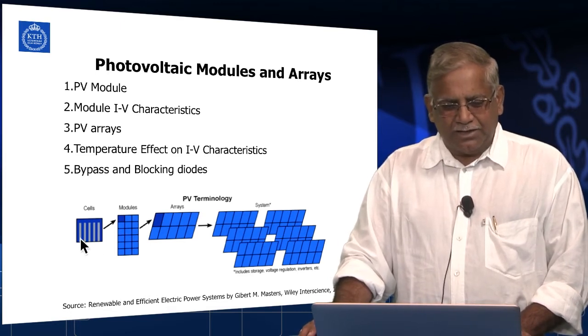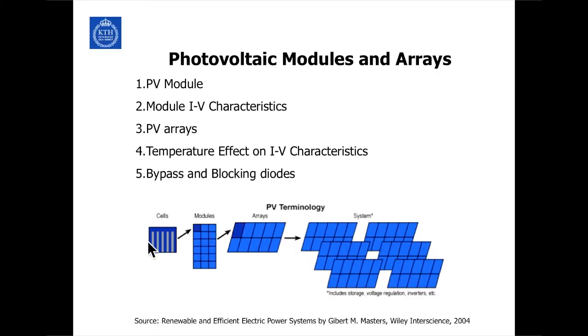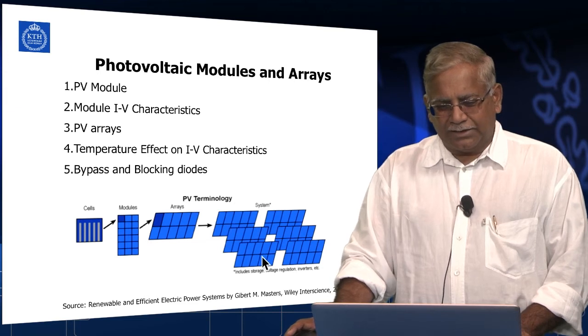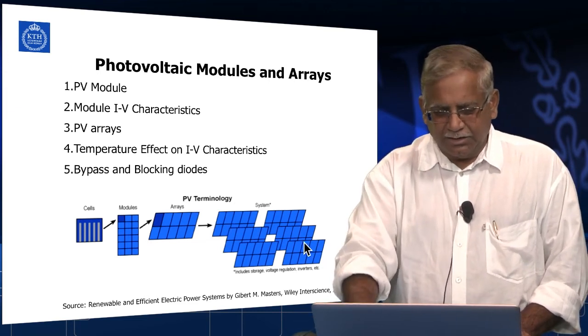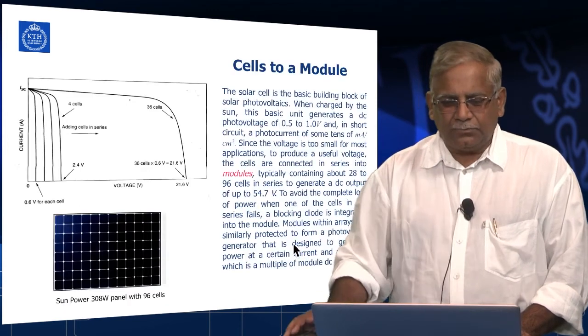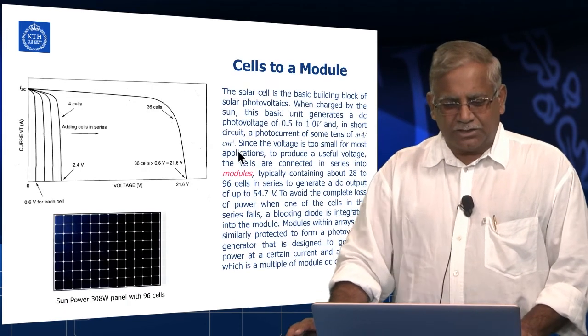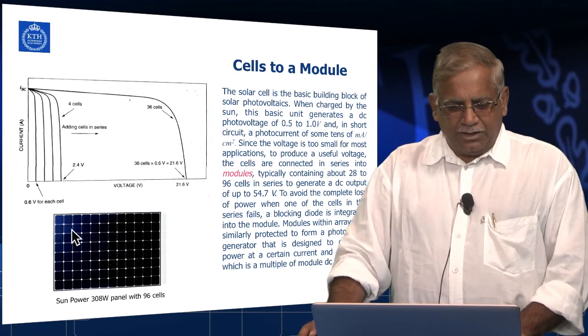You start out with a cell. Typically, the cell is around 10 centimeters by 10 centimeters, and then you put a bunch of them together to make the module, and then you put the modules together to make an array, and you put arrays together to make a system. And that is how we are going to proceed in this section. So the first thing we want to consider is cells to a module.